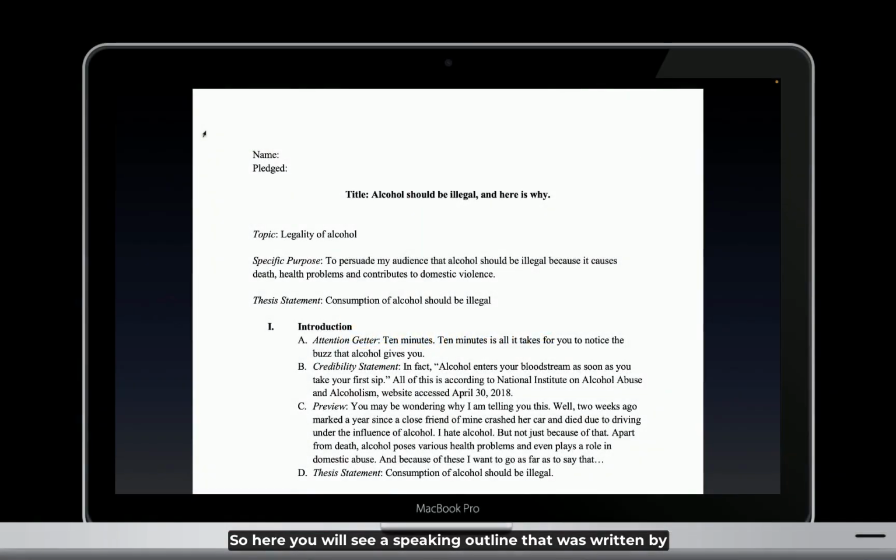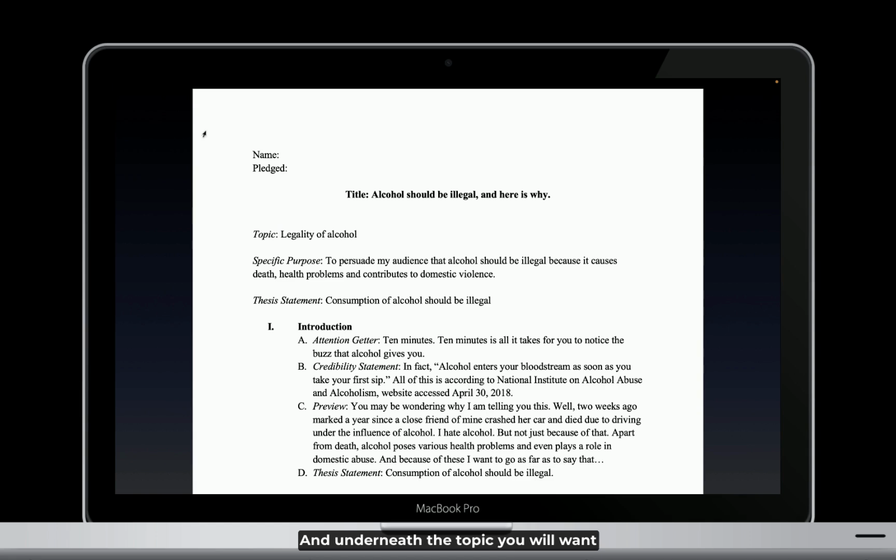So here you will see a speaking outline that was written by someone named Sam. At the very top of the outline, you will want to start with the title of your speech. In this case, this is a persuasive speech, so the title is Alcohol Should Be Illegal, and here is why. And then underneath the title, you want to make sure you include the topic, which is kind of the more general topic of your title. So in this case, it is the legality of alcohol.